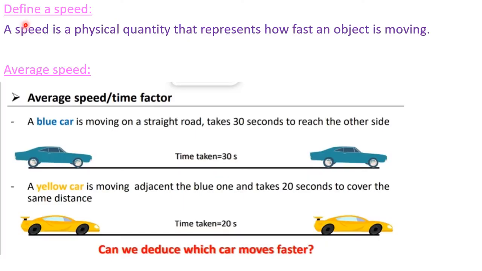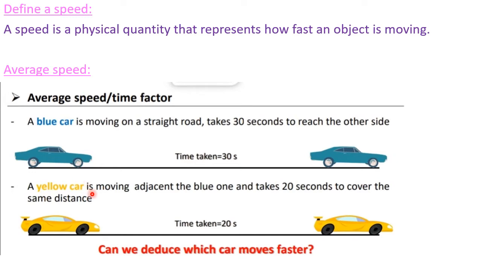Let's start our session by defining speed. Speed is a physical quantity that represents how fast an object is moving. Today we are going to learn about average speed.